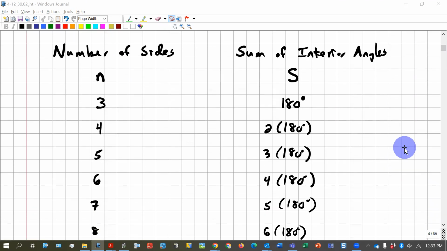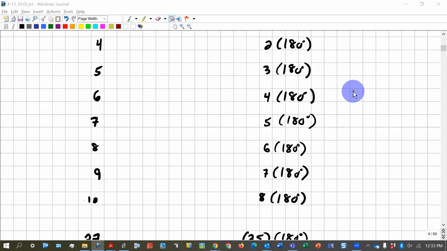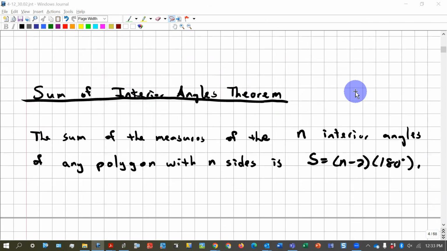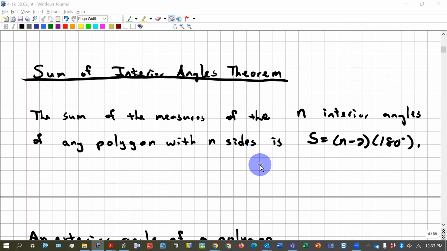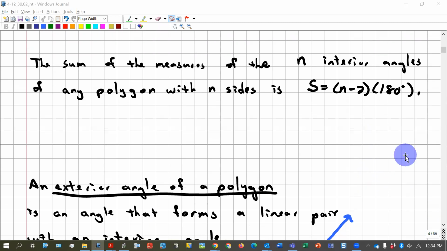And then we drew different polygons with a different number of sides, drew diagonals from one vertex, and we noticed this pattern, which then led us to a formula: the angles of a polygon add up to 180 degrees times the number that is 2 fewer than the number of sides. That's the number of triangles formed when you draw all of the diagonals from one vertex.